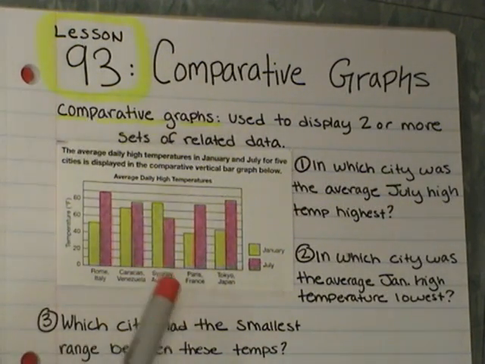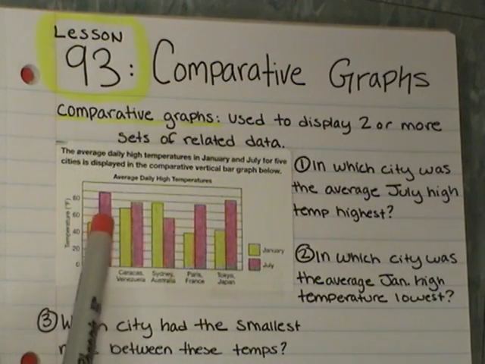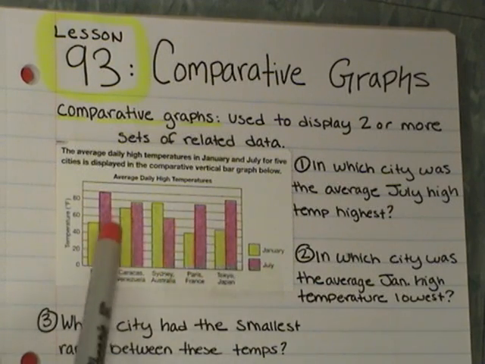Now, I colored it yellow. Yours might be light and dark, so it depends. You can color it if you want. So the light yellow is going to be January, and my pink is July.